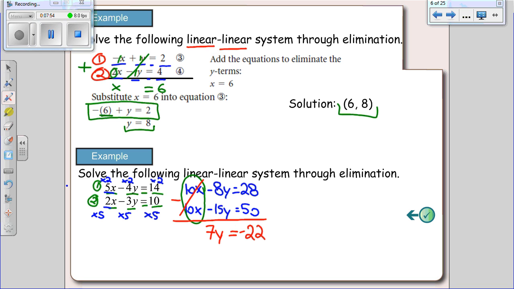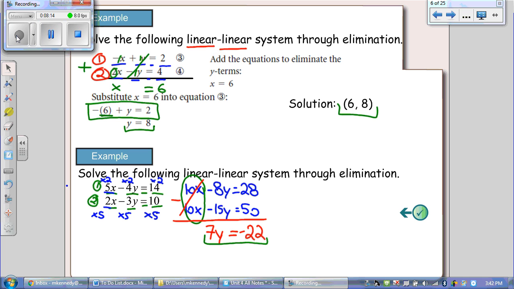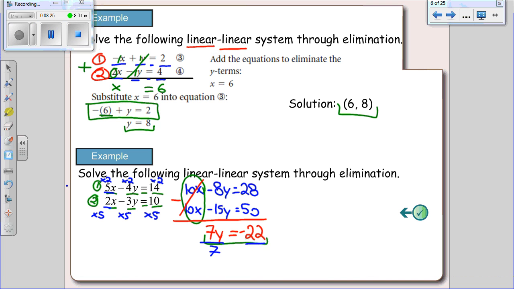Okay, at this point, I have figured out that I have one variable left. If you do elimination properly, you should always have one variable left. In this case, we do. We only have y's left, so that's a good sign for us. When you have one equation and one variable, you can solve for that one variable. To do that, we're going to divide both sides by 7. So we have y equals negative 22 over 7.